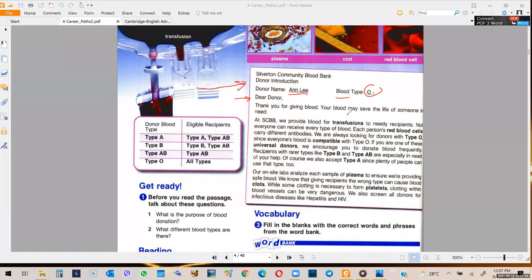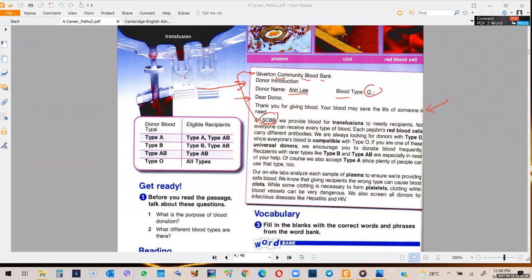So this is the introduction to the letter. Thank you for giving blood. Your blood may save the life of someone in need. At CSBB, the Silverton Community Blood Bank, so this is a short abbreviation for Silverton Community Blood Bank, we provide blood for transfusions to needy recipients. Okay.